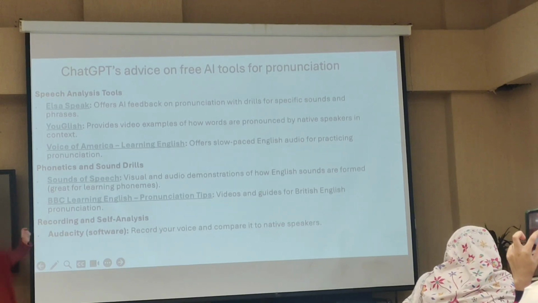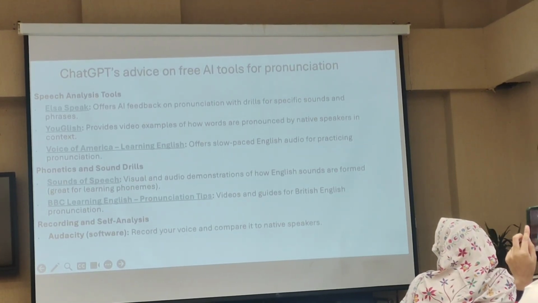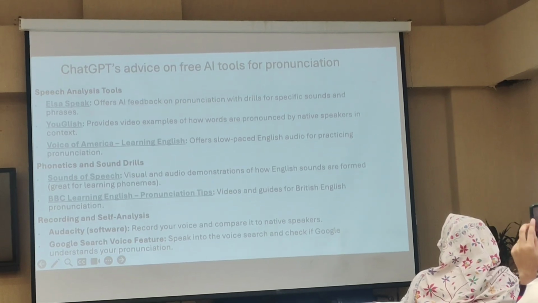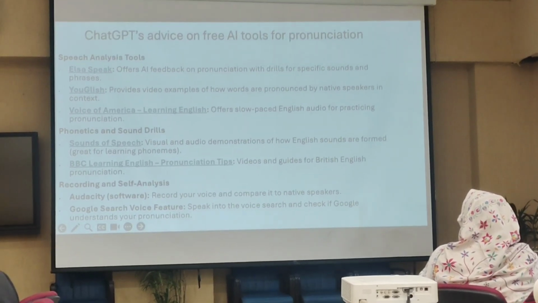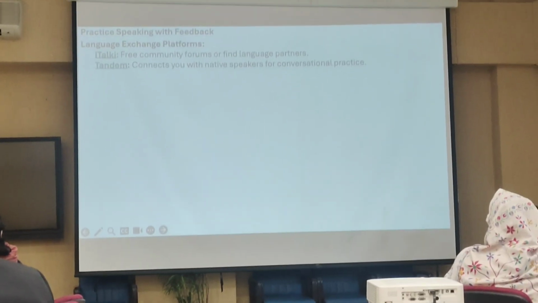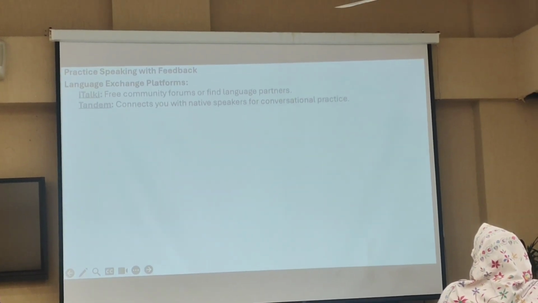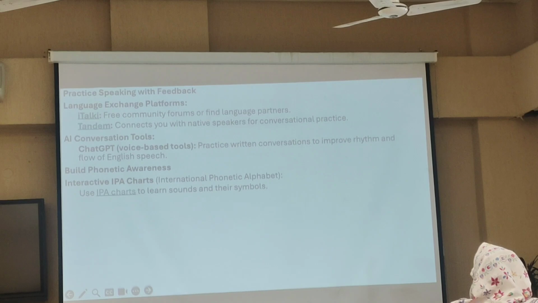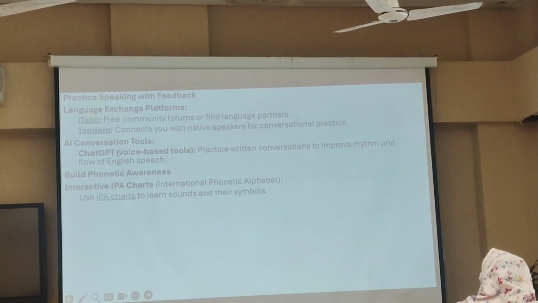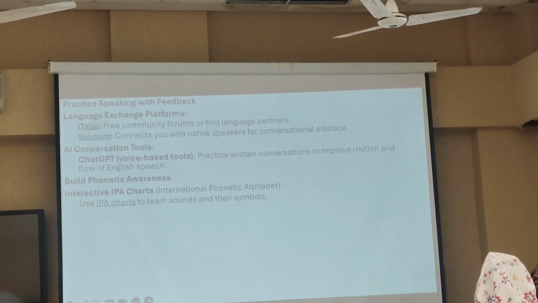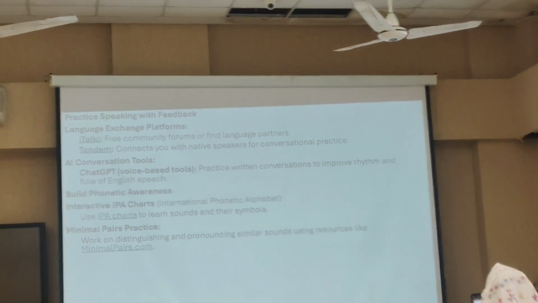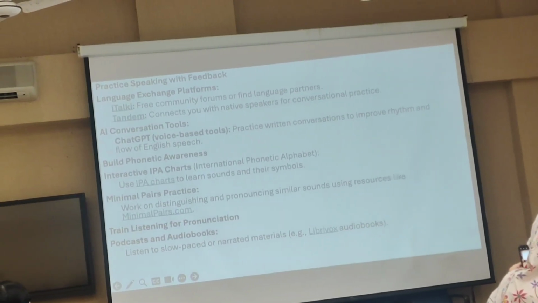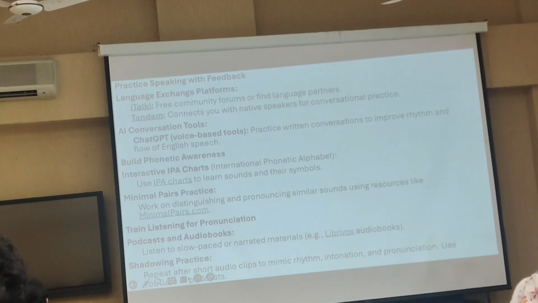I'll show you in a little bit which one I use. And then the Google search voice feature, as you mentioned. I've got a few more: iTalki, Tandem, and then IPA charts for those students who are actually learning those as well. Minimal pairs places. This is all from ChatGPT. It gave a lot of different ones.